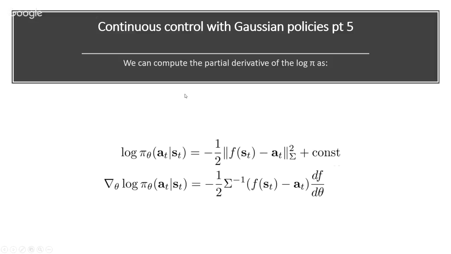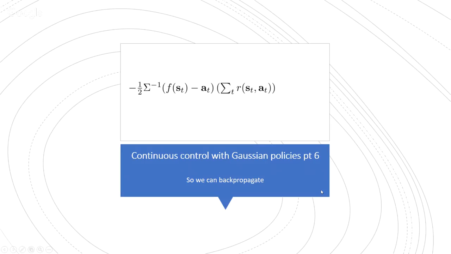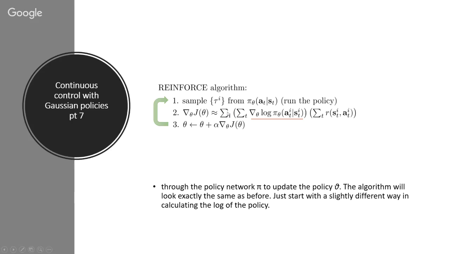We can compute the partial derivative of the log policy as log, you can see, equals to... like I said, I'm going to go through all of it. Read through it, and then we can backpropagate. And here is the slight variance. So through the policy network, to update the policy, the algorithm will look exactly the same as before. Just start with a slightly different way in calculating the log of the policy.